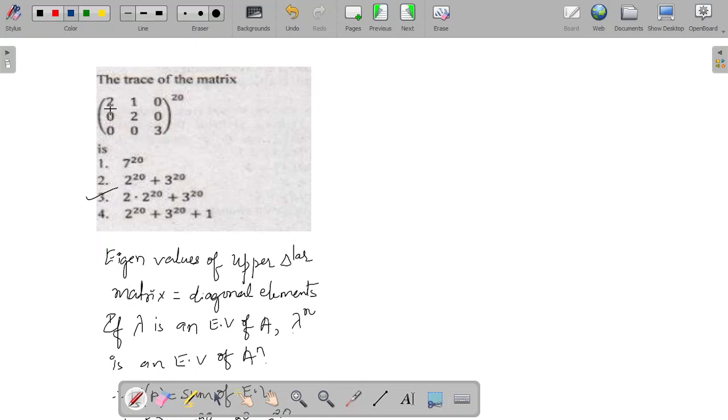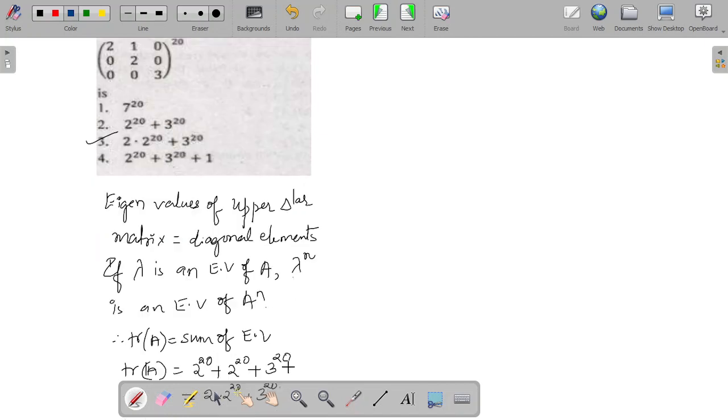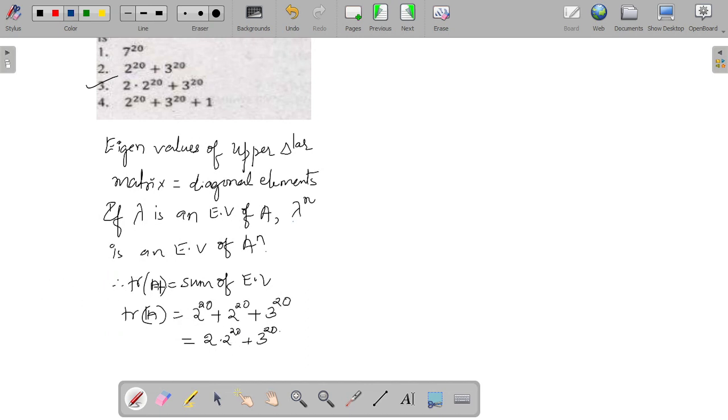So its eigenvalues of A are 2, 2, 3. Now, if 2, 2, 3 are eigenvalues of A, then 2 to the power 20, 2 to the power 20, 3 to the power 20 are the eigenvalues of A to the power 20, because this is given as A power 20. Therefore, using this result, we know that trace of A equals the sum of eigenvalues. They are asking what is the trace of the matrix. Trace is 2 to the power 20 plus 2 to the power 20 plus 3 to the power 20, that is 2 into 2 to the power 20 plus 3 to the power 20. So third option is the answer.